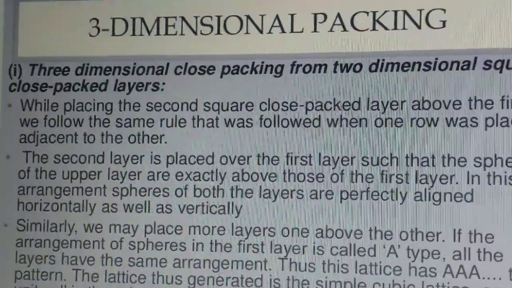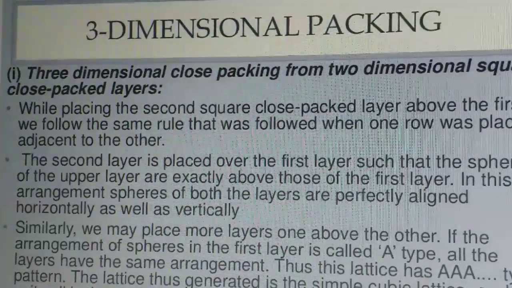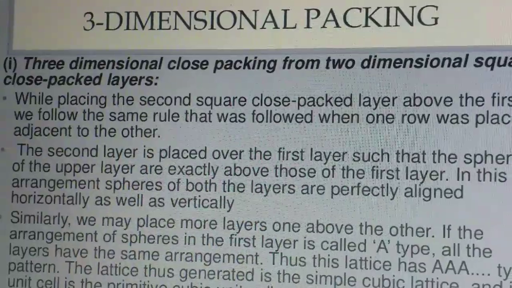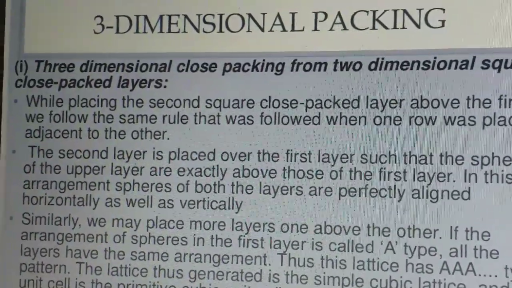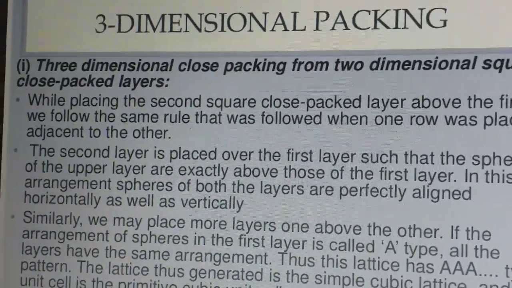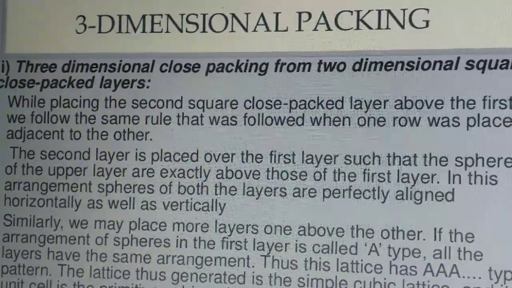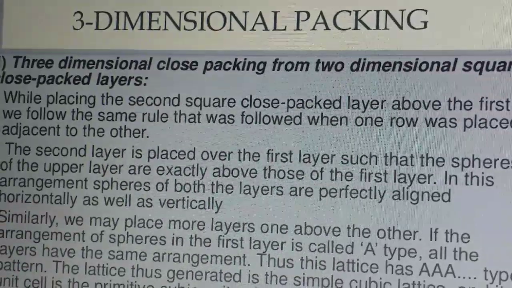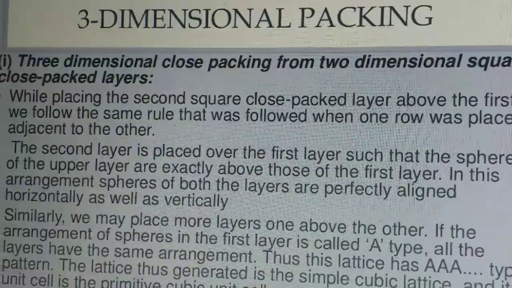Now, coming to the three-dimensional packing. Three-dimensional close packing from two-dimensional close packing. Two types are there here. One is 3D close packing from 2D square close packing. Another one is three-dimensional close packing from the two-dimensional hexagonal close packing. Because in two-dimensional close packing, two types are there, square close packing and hexagonal close packing. And from that we get a three-dimensional close packing.